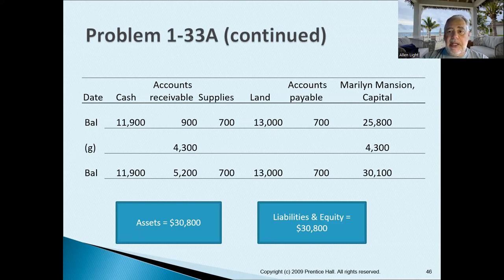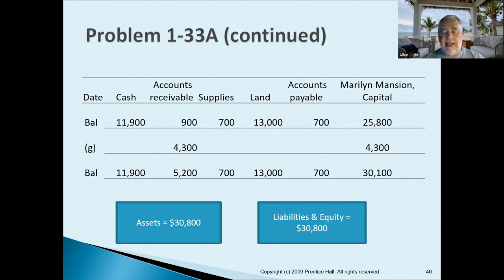So in this case, because they owe us, that's going to turn into a receivable. They owe us. We're eventually going to receive money from them. So we're going to add to our accounts receivable by $4,300. That's how much it was worth. And we'll add to capital $4,300.